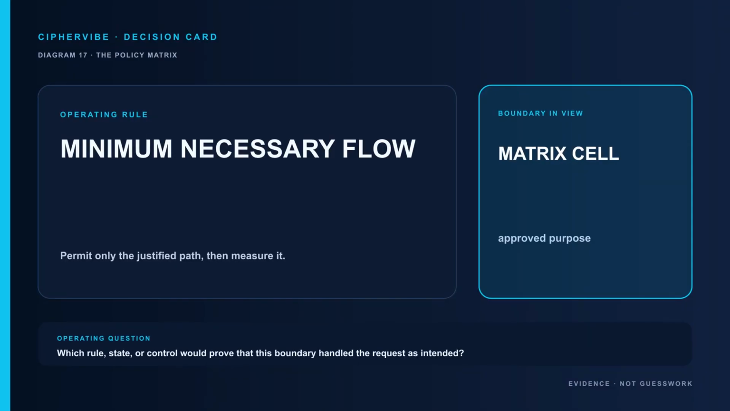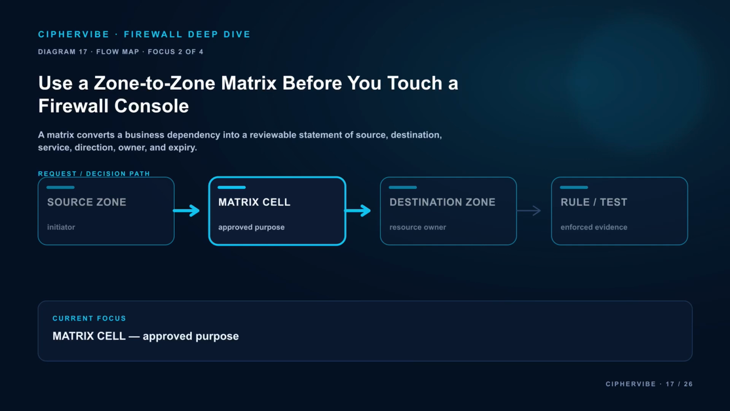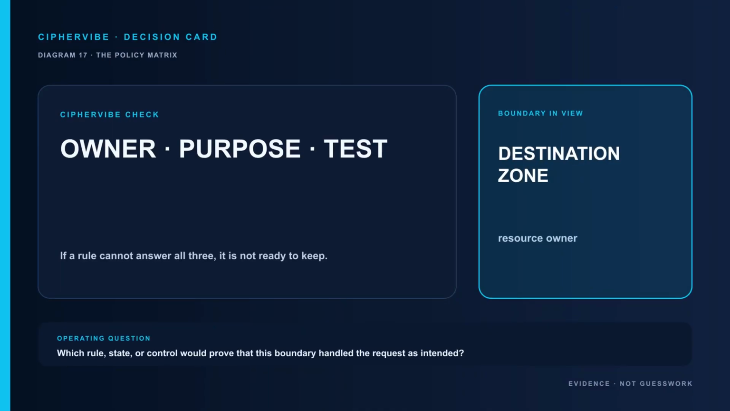For the Northstar Commerce simulation in this video, Northstar keeps policy intent in a reviewed repository. The simulated rule ID links back to its matrix entry, owner, test, change approval, and scheduled review date. Keep that chain visible: intention, enforcement, evidence, and review. CipherVibe uses the chain to turn firewall work into an operable security control.